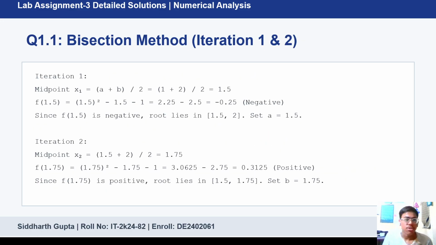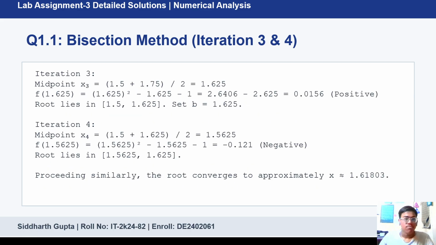Now moving on to the first iteration, the midpoint for bisection is (a plus b) by 2. So here the midpoint is coming 1.5. We will find the value of the function at 1.5. If the value is negative, we will put this value of x1 into a. If the value of fx comes positive, we will put that value into b. We have already seen this in the algorithm of the bisection method.